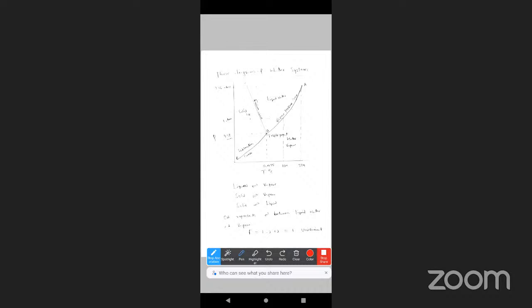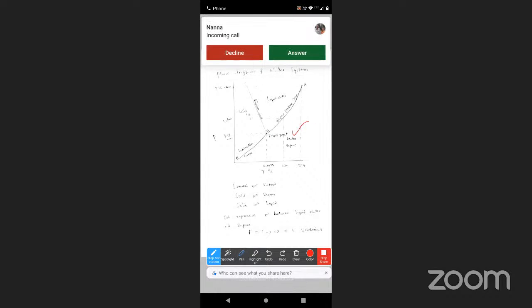Now, in this diagram, the x-axis is temperature in degrees Celsius and the y-axis is pressure, and this O is called the triple point of water. What is that O? Triple point of water.